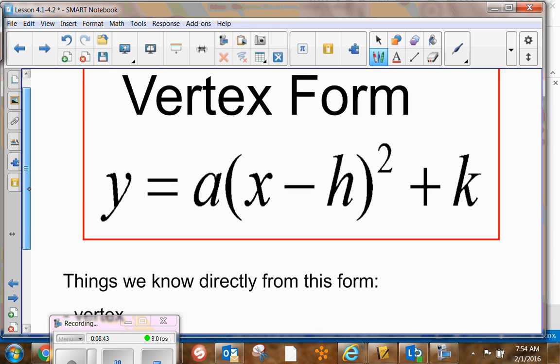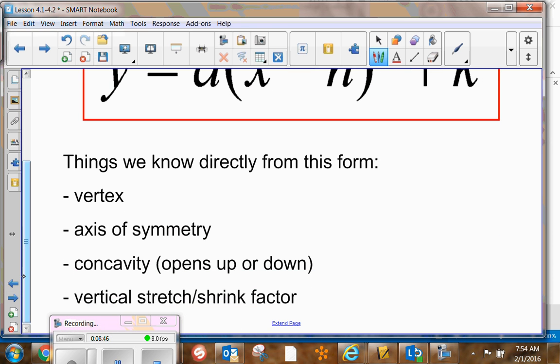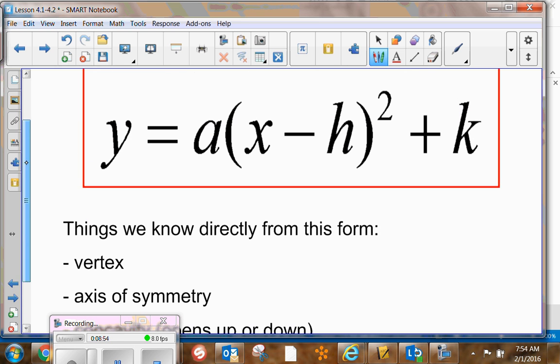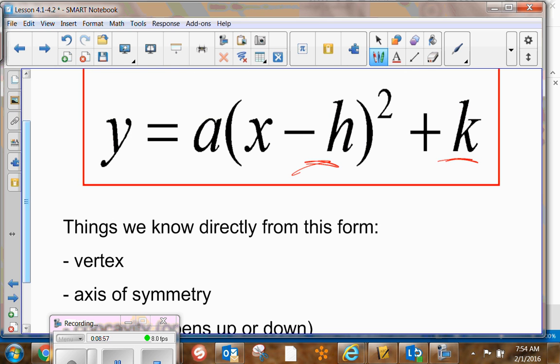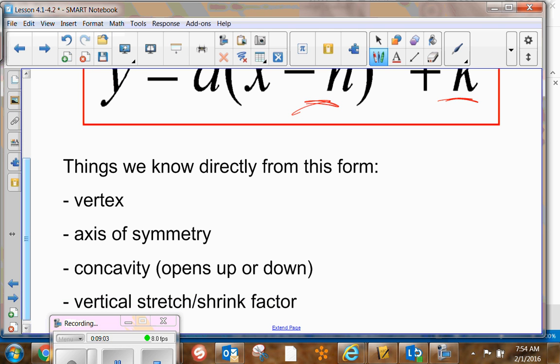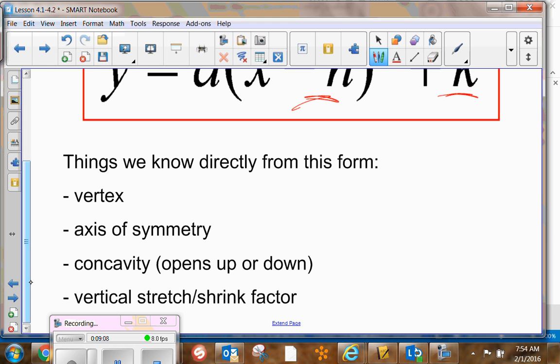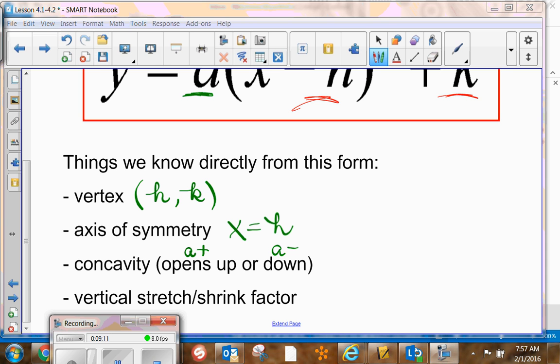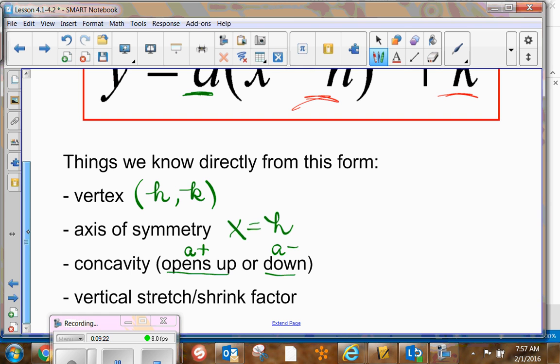On your foldable, it says the things we know directly from this form. We know the vertex, right? Because it's the opposite of what's in here and exactly what's out here. So we know the vertex directly. We know the axis of symmetry directly. Actually, I'm going to let you copy those down and we'll talk about them. So our vertex is (h, k), axis of symmetry x equals h. Concavity: if a is positive, it opens up. If a is negative, it opens down.